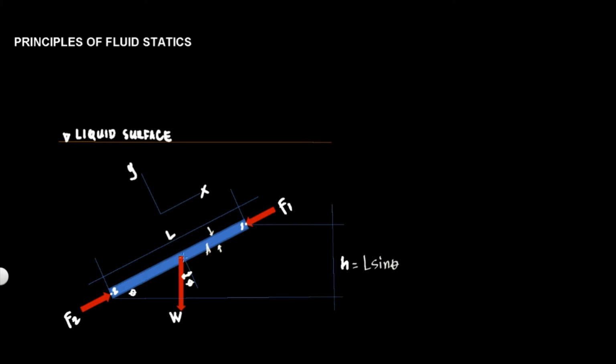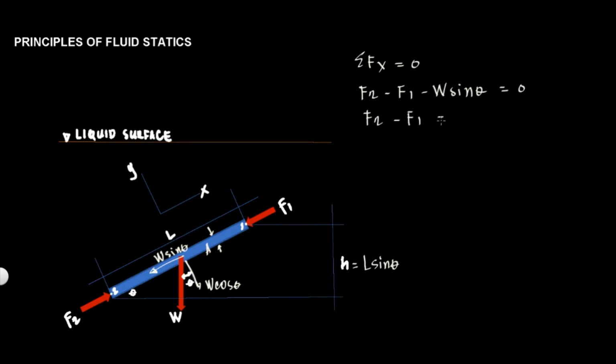Okay. And this W here is the weight of the object. We can resolve this into components. So we call this W sine theta, and this one W cosine of theta. And since this body is at rest, all the forces acting on it must be in equilibrium. So we apply summation of forces along x equals 0. So F2 minus F1 minus W sine theta is equal to 0. So F2 minus F1 is equal to W sine theta.